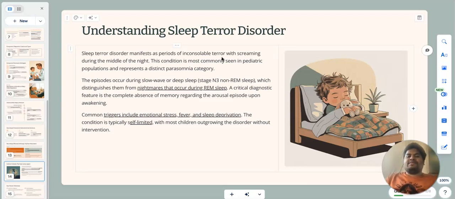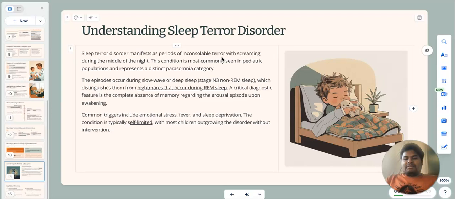So while they are sleeping at night, when they are in stage N3 non-REM sleep, also called slow wave sleep or deep sleep, they get a dream, and in that dream they fear, they go through terror, they scream, and that often happens during the middle of the night. And they are inconsolable. That means even if the parents try to console them, they won't be consoled.